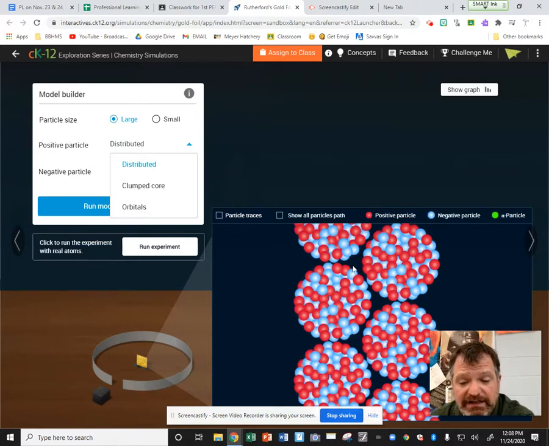This is kind of what J.J. Thomson thought, that he thought that they look like this, evenly distributed throughout, positive and negatives. So maybe we could start there, because this is kind of what Rutherford thought.